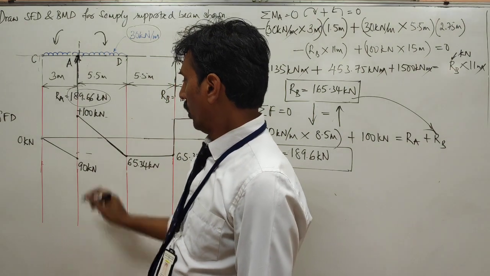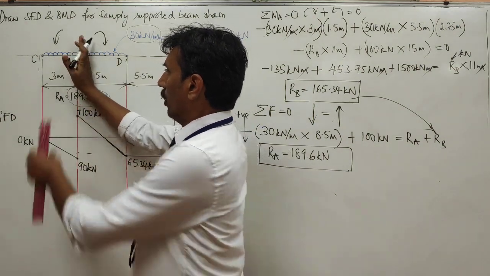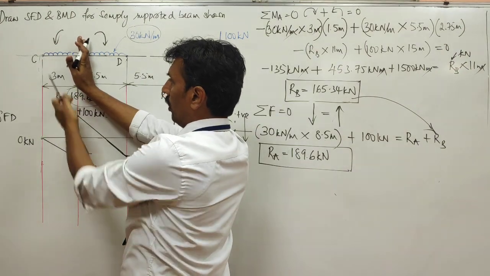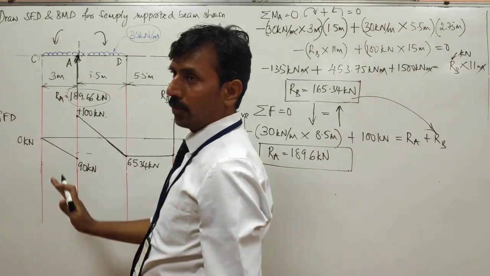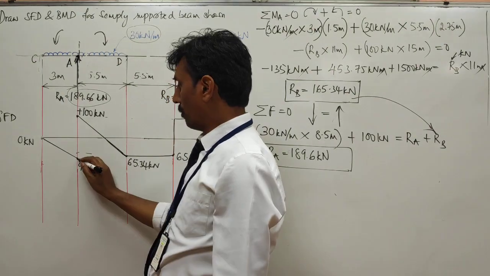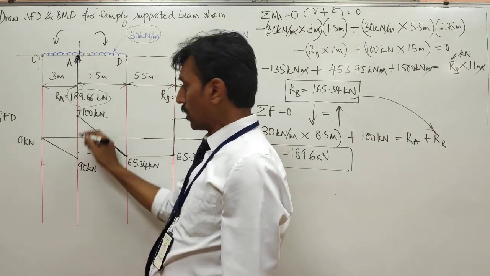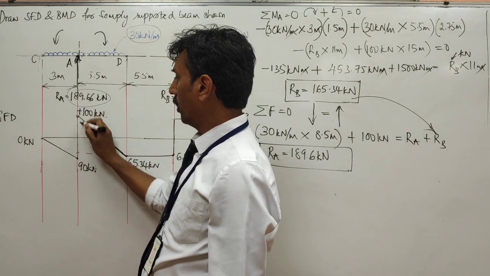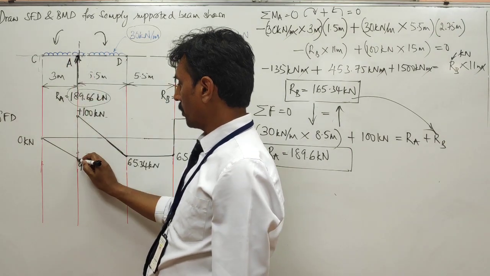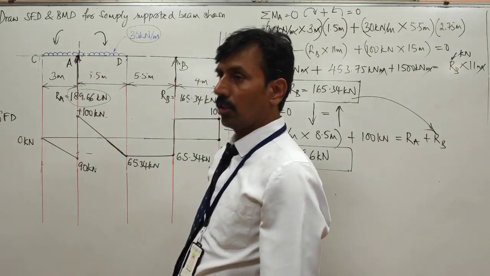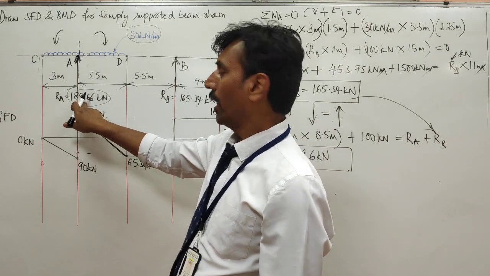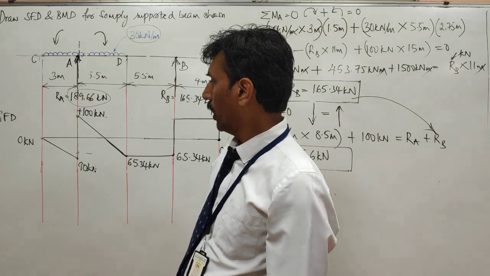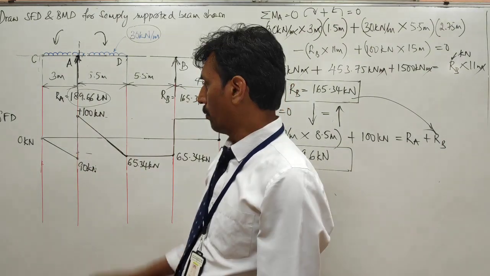So therefore, this UDL which is acting downwards is minus 90, and this reaction force RA is plus 189. So minus 90 plus 189 will be equal to 100. So because of this RA, it jumps from minus 90 to plus 100. These numbers are not whole numbers, but you can almost approximate it like this.